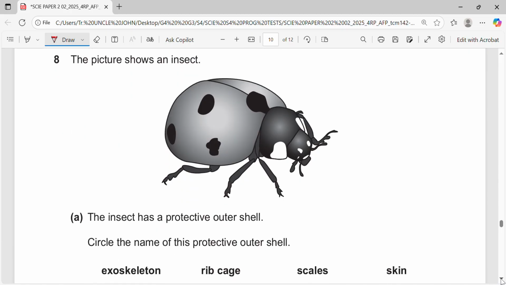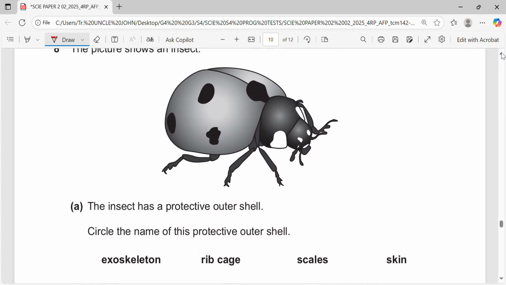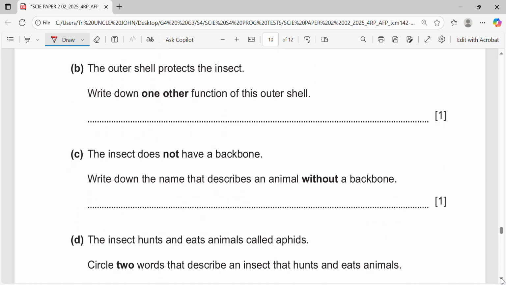The picture shows an insect. You can see it. The insect has a protective outer shell. Circle the name of this protective outer shell. It is exoskeleton. It is exoskeleton. The outer shell protects the insect. Write one other function of this outer shell.